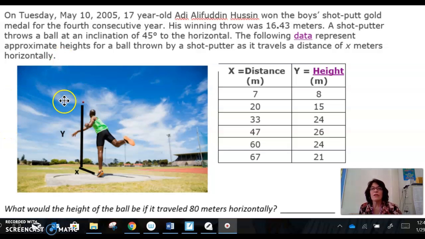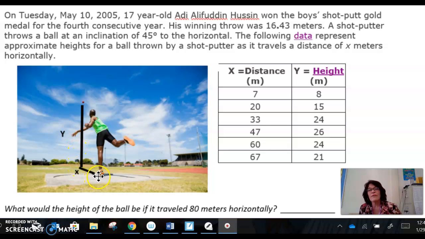So here we have our little shot putter. He won with his winning distance of 16.43 meters. We're studying the shot put. You can kind of see how it would fall into a parabolic path, right? We're letting the distance that it goes horizontally be x, and the height that it reaches be y.